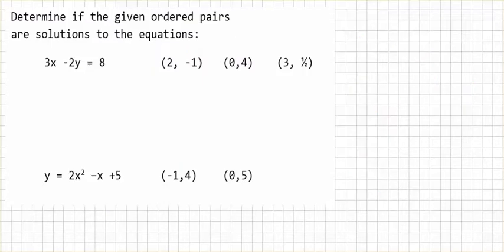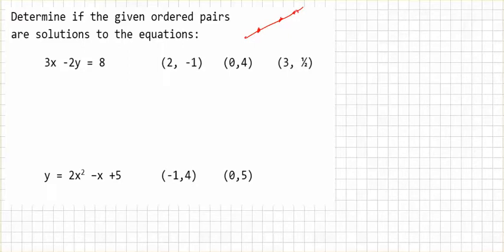In the next part, we can look to see whether or not an ordered pair, 2 comma minus 1, 0 comma 4, 3 comma 1/2, is a solution to the equation. And what that's going to tell us, if it is a solution to the equation, is that the point falls on the line. So if we were to draw a line, and if we wanted to see whether or not a point fell on that line, we would just put it back into the equation and make sure that we still have a true statement.